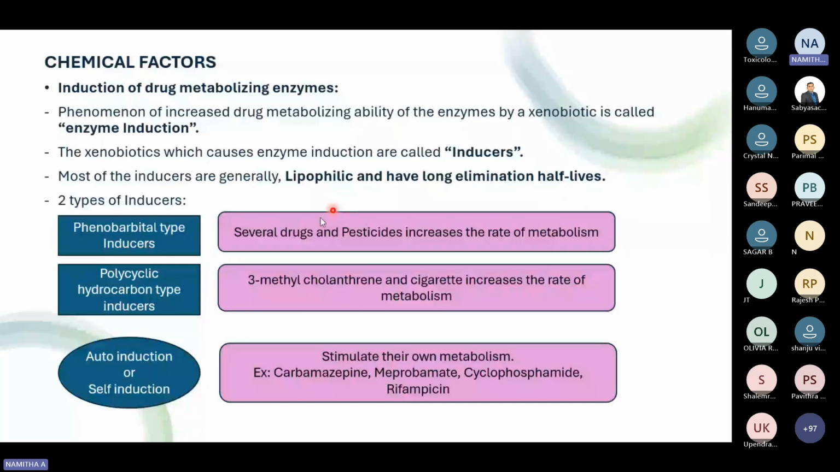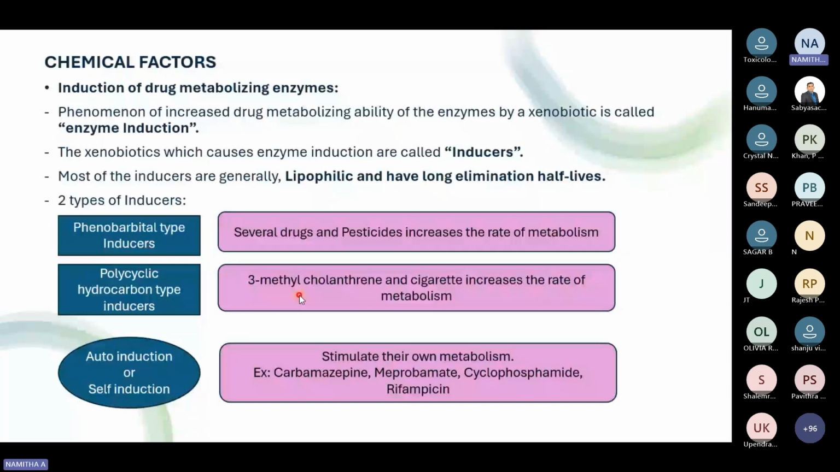There are two types of inducers, phenobarbital type inducers and polycyclic hydrocarbon type inducers. Coming to the phenobarbital type of inducers, examples are most of the drugs, and pesticides. These increase the rate of metabolism. Polycyclic hydrocarbon types include cigarette smoke and 3-methylcholanthrene. These also increase the rate of metabolism. We have certain types of drugs that cause auto-induction or self-induction. That means they stimulate their own metabolism. Examples for these are carbamazepine, meprobamate, cyclophosphamide, and rifampicin.